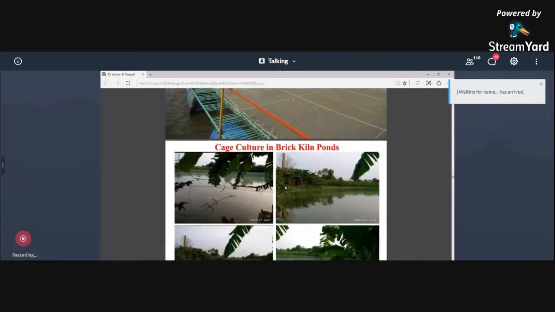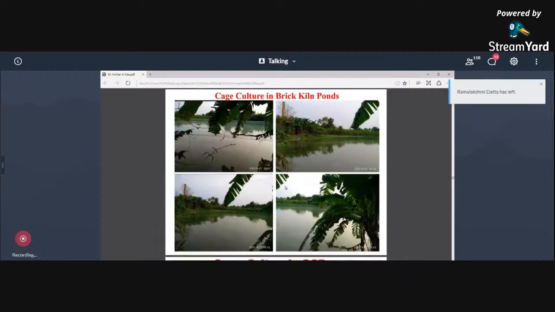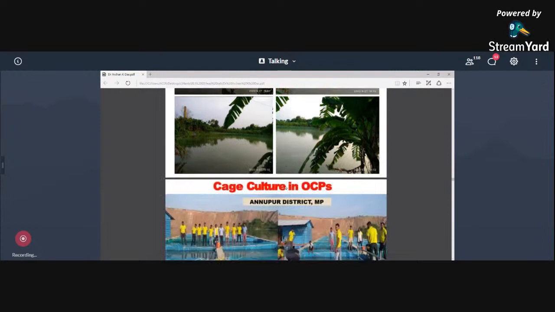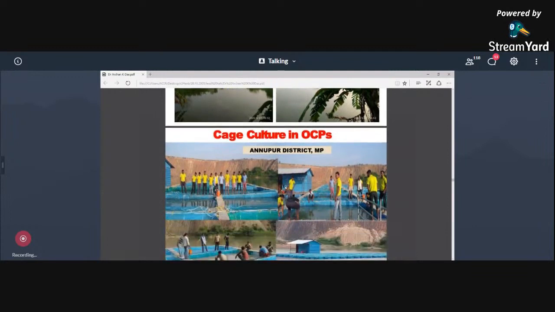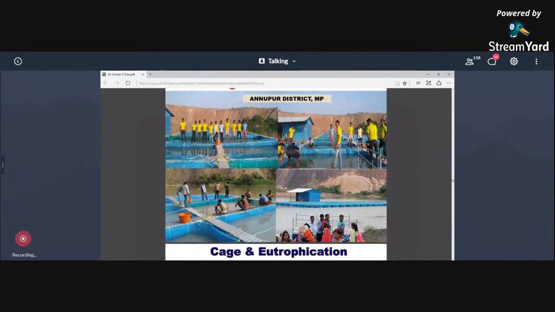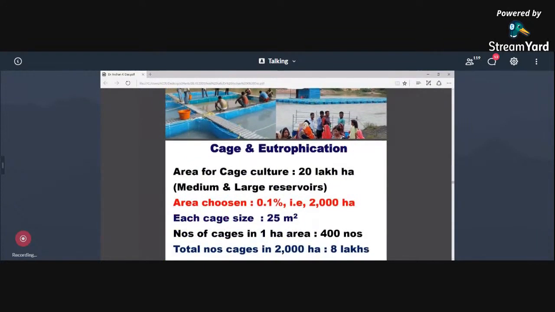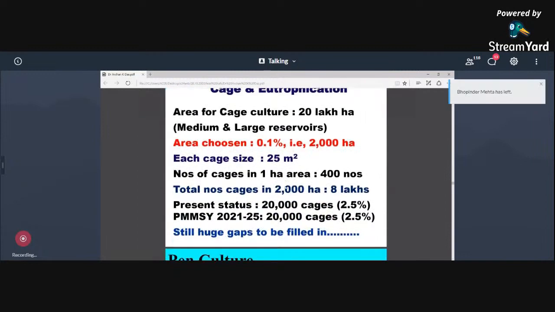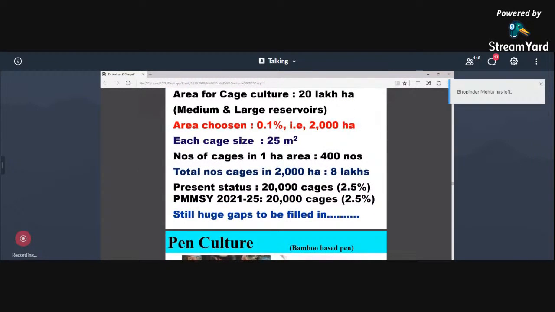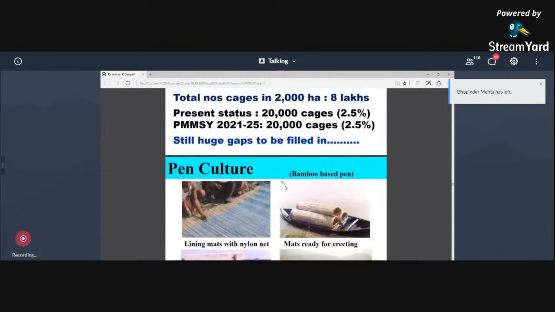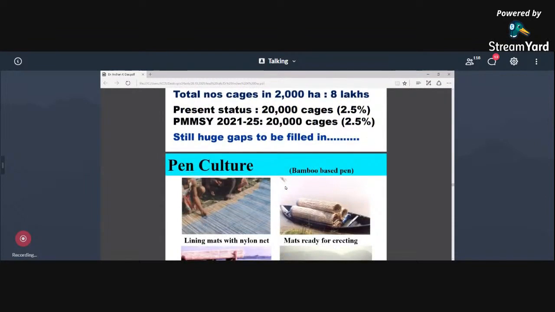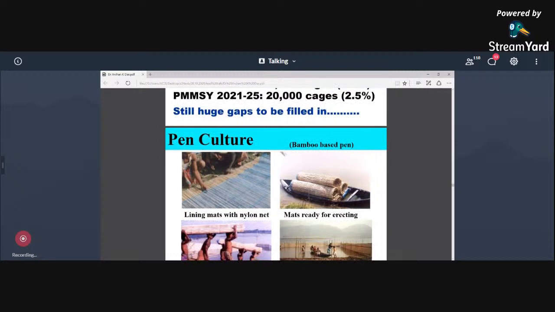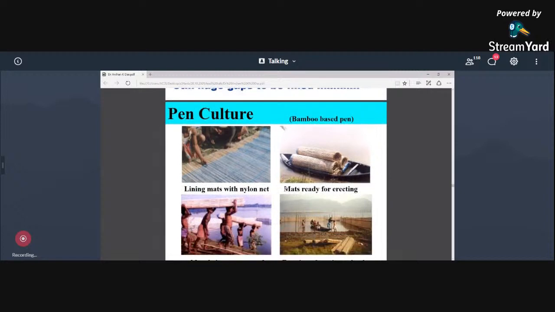Even integrated farming systems along with cages, in brick kiln ponds, more than 2 lakh brick kiln ponds across India. There are open colliery pits where we lifted coal. This is in Anuppur district, Madhya Pradesh, where we developed cage culture. Many seniors used to say that cages are polluting our water. No. Present status is 20,000 kg, only 2.5%, and we can go up to 2 lakh kg, so only 5% we have covered.